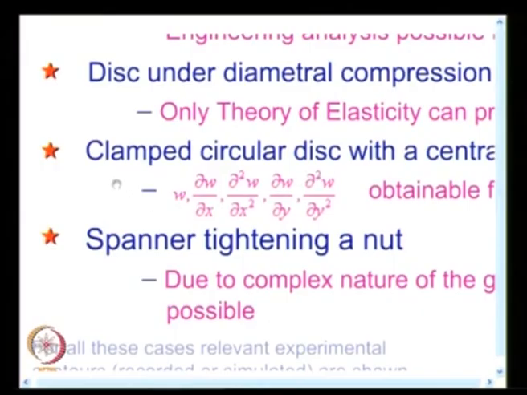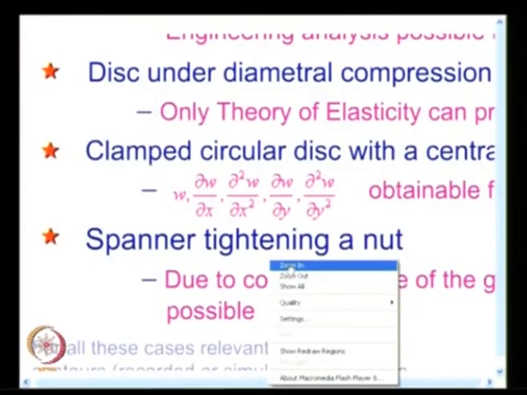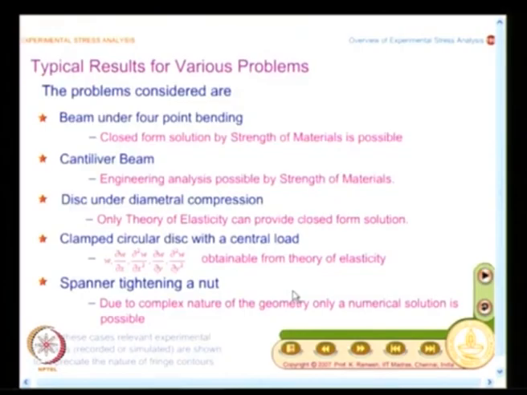Because this is a standard benchmark problem when you want to establish techniques to measure out-of-plane displacement. And for this also you can get the solution from theory of elasticity. It is possible to find the solution. And finally, we come back to our celebrated problem, spanner tightening a nut, and due to complex nature of the geometry, only a numerical solution is possible. Experimental solution is always possible for all these problems.